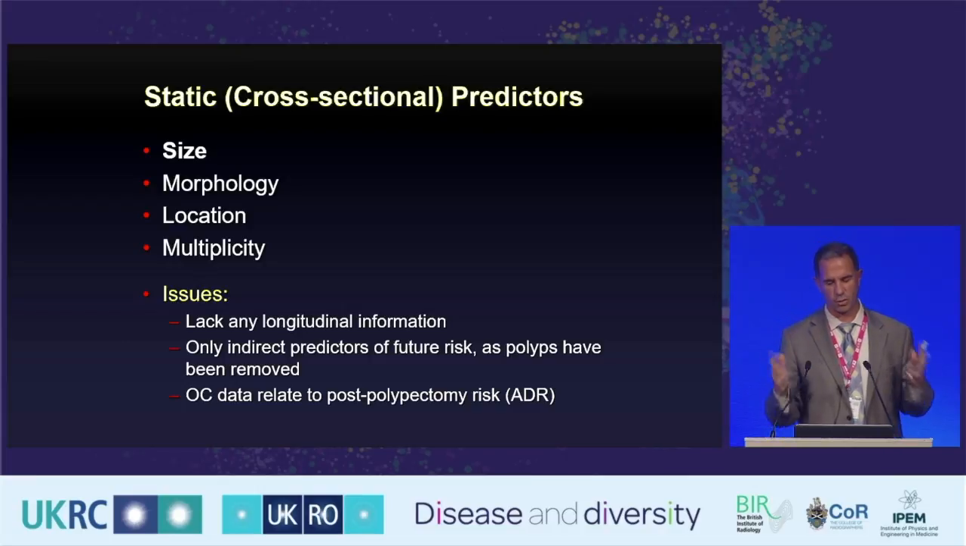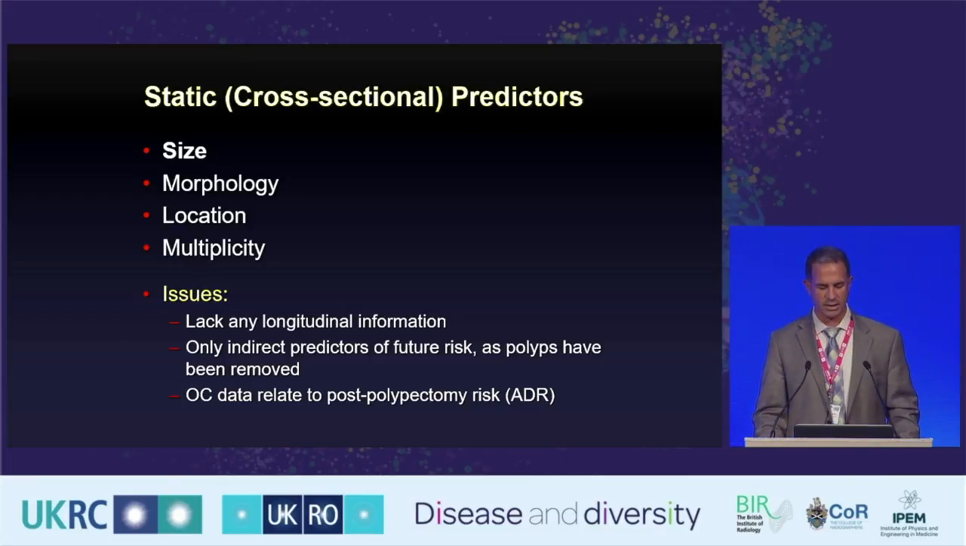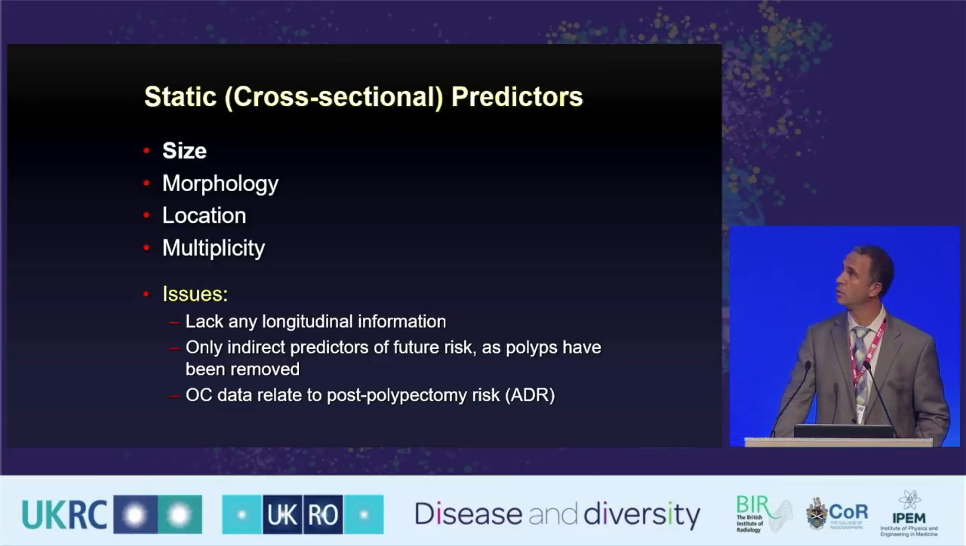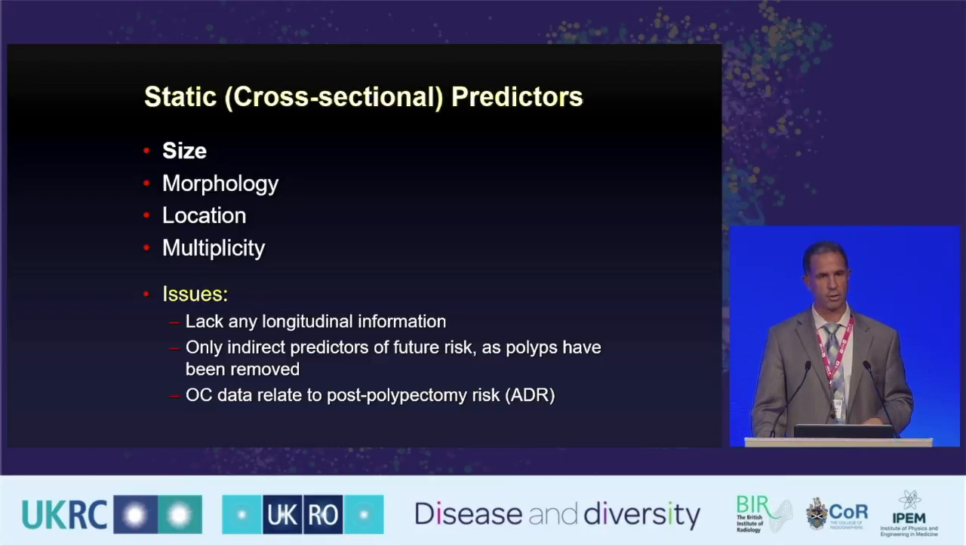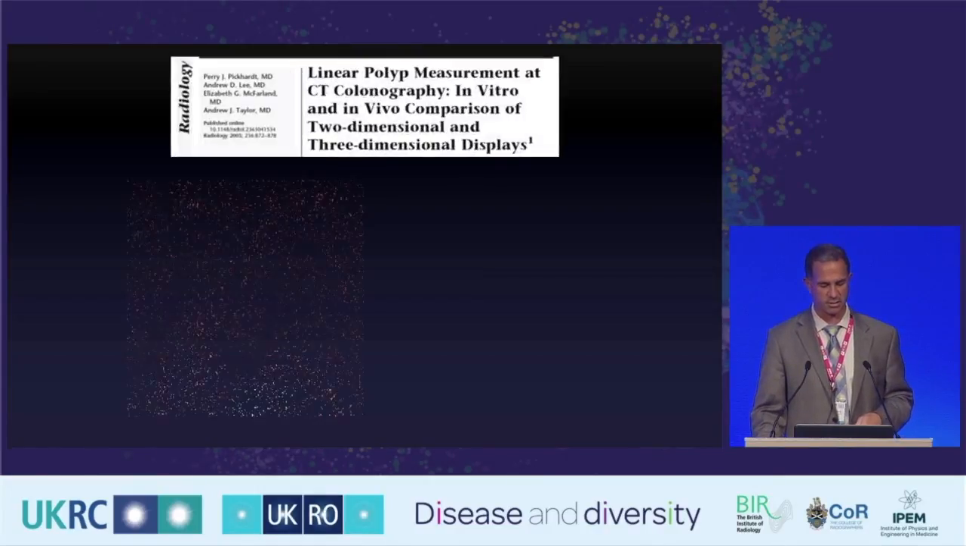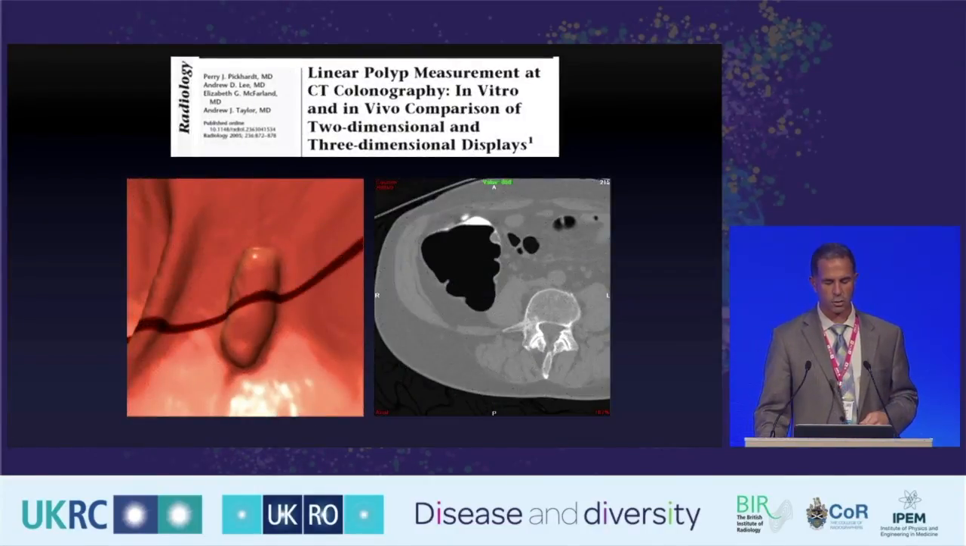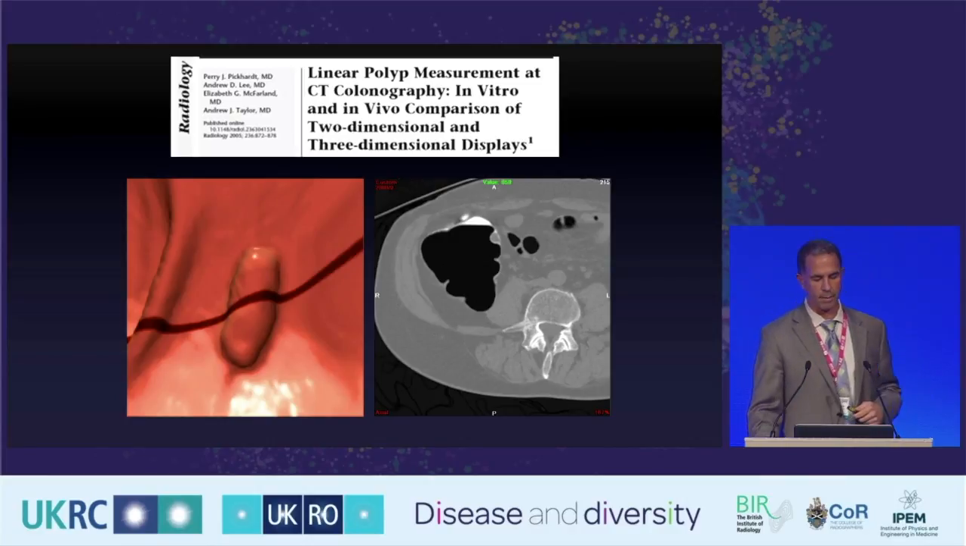So quite a different situation, and it really is fairly indirect data. But of course, size, morphology, location, and multiplicity do come into play in terms of future risk, but it obviously doesn't have to do with that lesion itself because it's been removed. So size really does matter. It's very important. It's clearly the main driver from these static measurements.